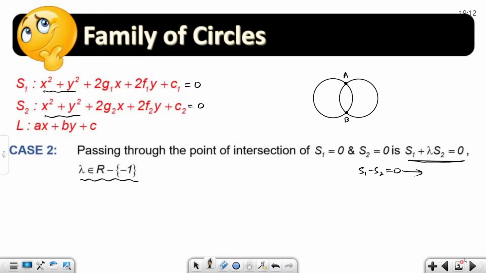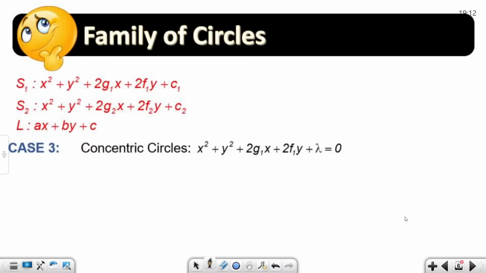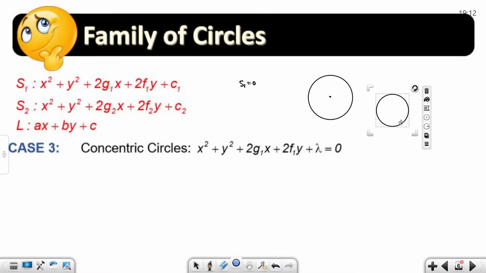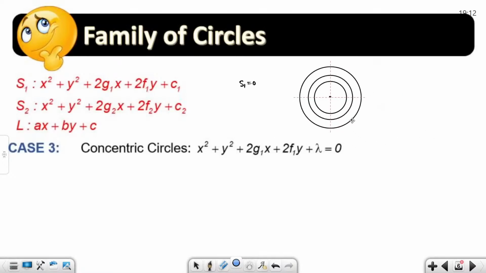Okay, now let us come to the next family of circles, which are called concentric circles. You see, suppose a circle is given to us, which is your S1 equals to 0. Now we all know that for this circle, there will be infinite concentric circles, isn't it so? What do you mean by concentric circle? Whose centers are same. Only the radius will differ. This I have already discussed in the previous lectures, but still I am telling you here, since we are covering family of circles, so it comes into the family of circles itself.